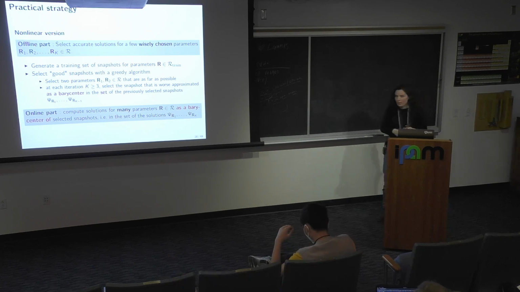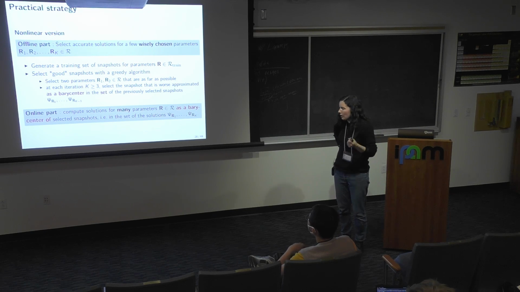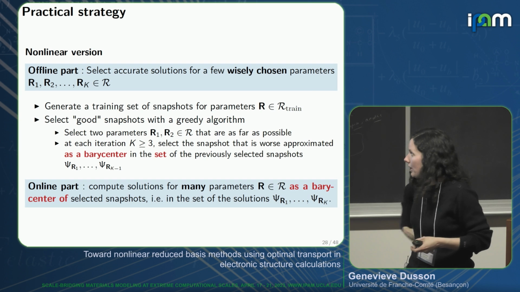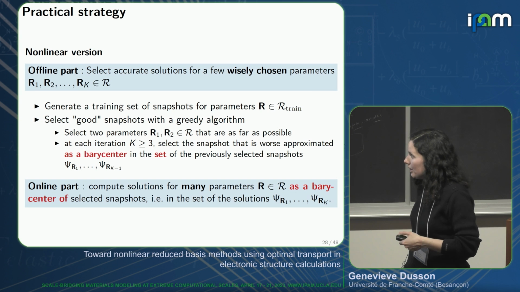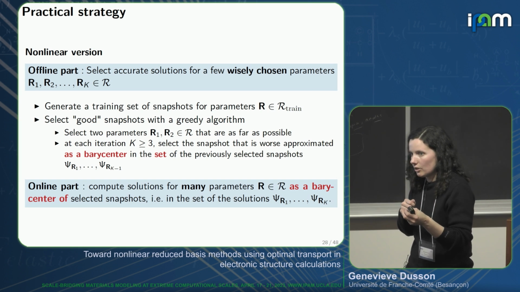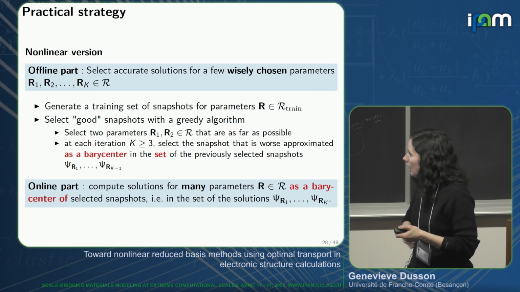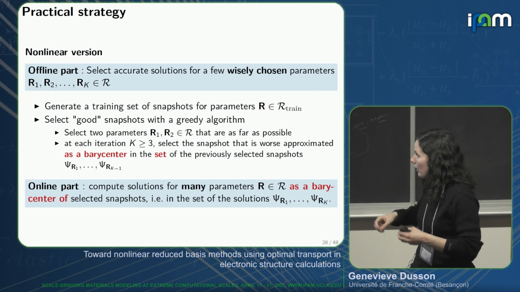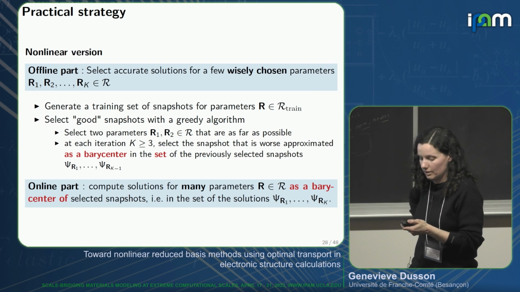Okay, so now I'd like to discuss a little bit the computational aspects and how we get nonlinear reduced basis methods. The idea is exactly the same as for the linear reduced basis methods. We will have an offline part where we want to select wisely chosen parameters and corresponding solutions. To do that, we start by selecting two parameters for which the solutions are as far apart as possible. Then at each iteration, we select the solution that is the least well approximated as a barycenter of the previous solutions. And then in the online part, we compute the solution for a new parameter as a barycenter of the previously selected snapshots.